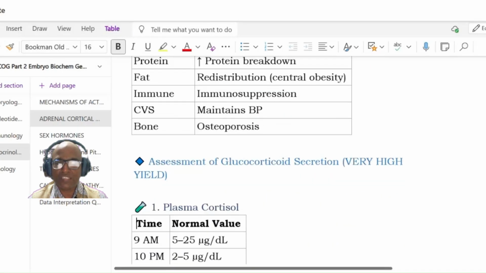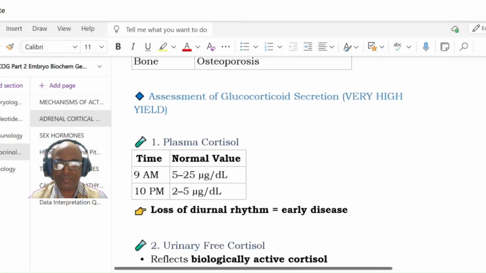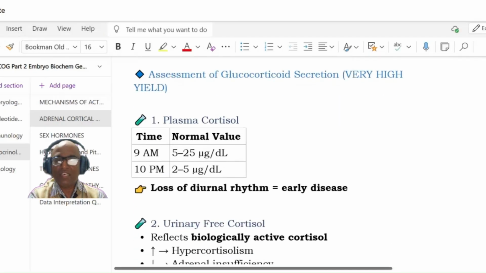Now, assessment of glucocorticoid secretion. Plasma cortisol is high in the morning around 9 a.m. You will have levels of 5 to 25 micrograms per deciliter.